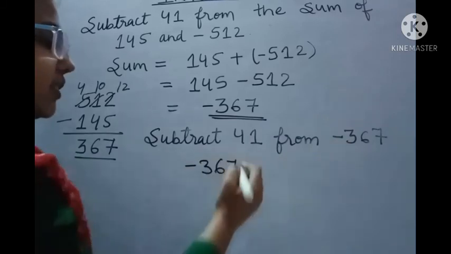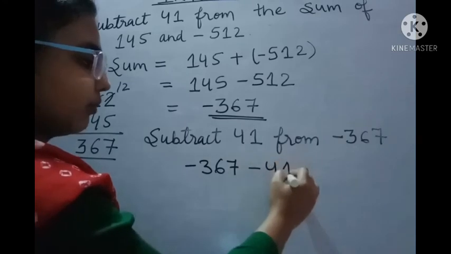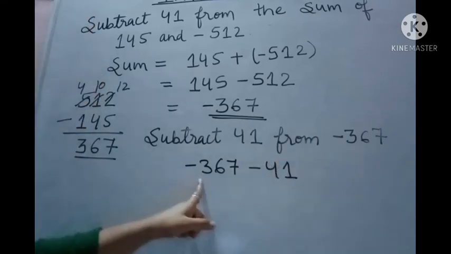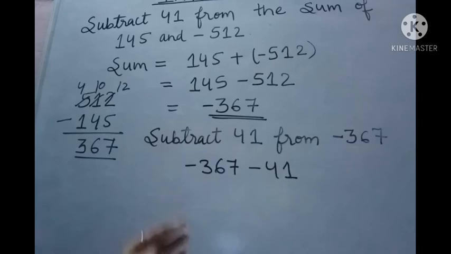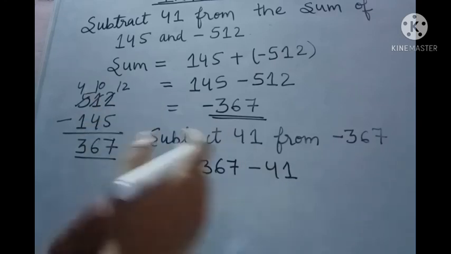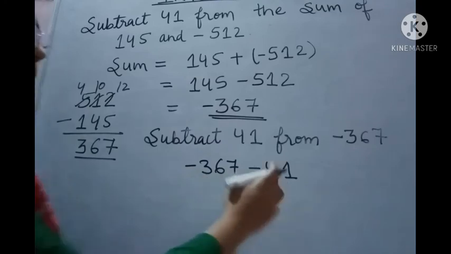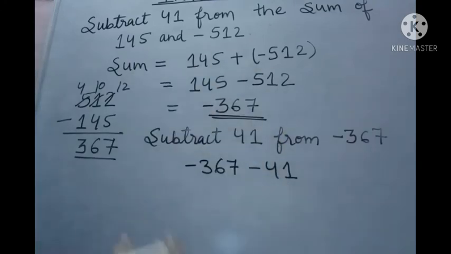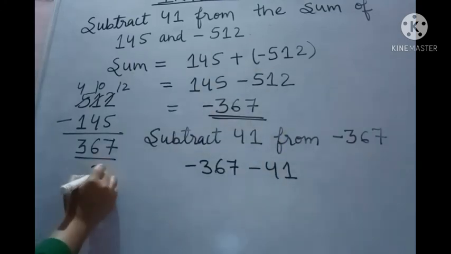So minus 367 minus 41. Now, I told you when two numbers are negative, we need to do the operation of addition. If there are two negative numbers, then we have to do addition. So let's do it in our rough part.